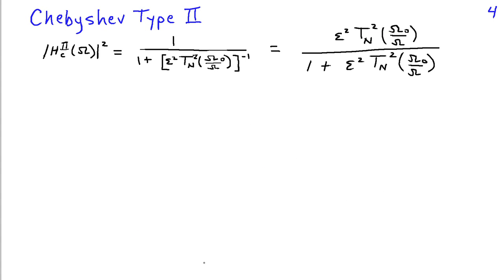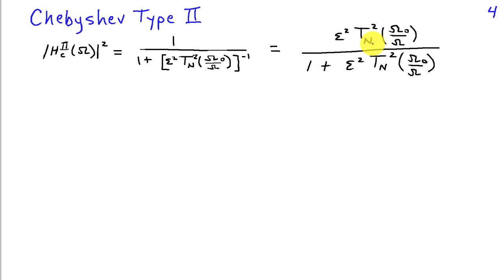Now, the Chebyshev type 2 filter also relies on a Chebyshev polynomial, but in this case, for the frequency response magnitude squared, we have 1 in the numerator, and then we have 1 plus epsilon squared, the Chebyshev polynomial squared, of omega naught over omega, the whole thing inverse. So again, this relies on these Chebyshev polynomials.